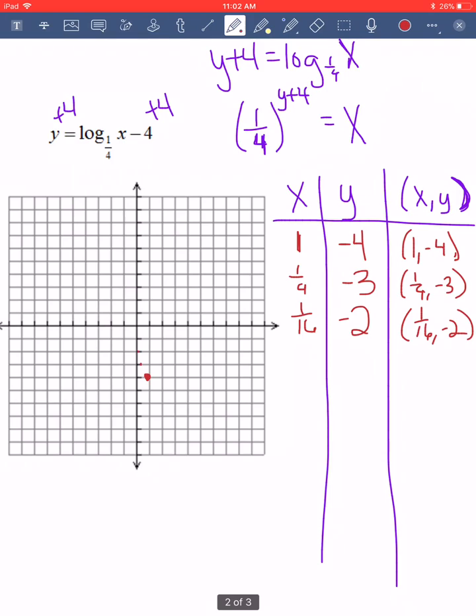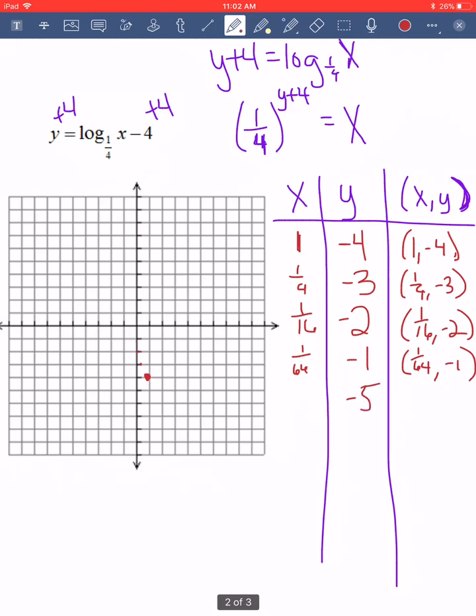So I'm going to be getting closer and closer to 0 the bigger the y values I plug in. So if I plug in -1, -1 plus 4 is 3. And then 1/4 to the third power is 1/64. So that's really close to 0. So I'm going to plug in a smaller y value.